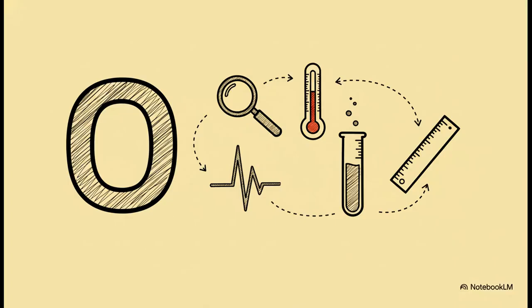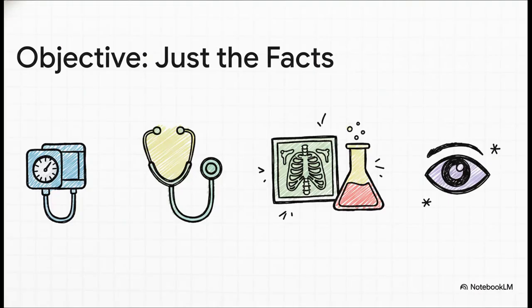Next up, O is for objective. So if the subjective section is the patient's story, the objective section is the hard evidence. This is where you write down everything you can measure, see, and verify for yourself. We're talking about things like vital signs, blood pressure or heart rate, results from lab tests or x-rays, and the things you directly observe during a physical exam. It's not about what the patient says they feel. It's about what you, the clinician, can factually observe and document.